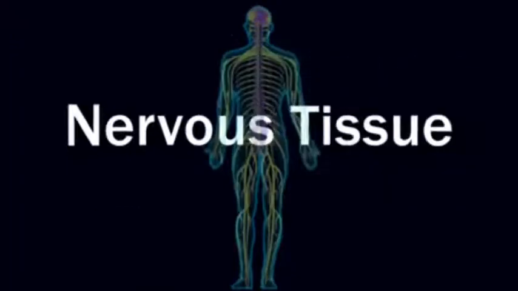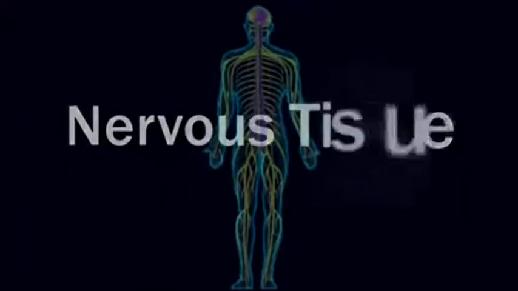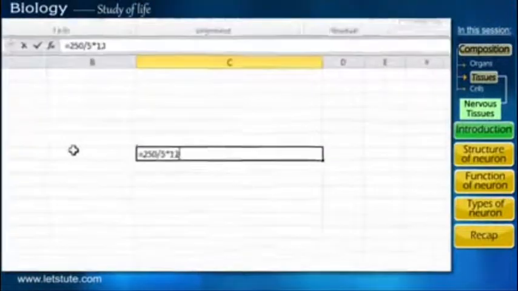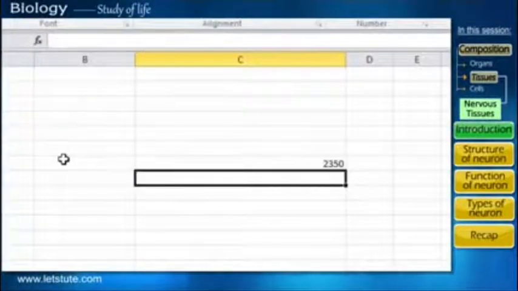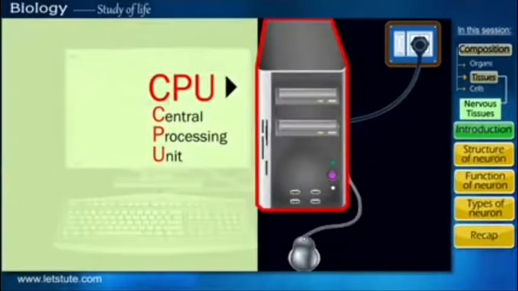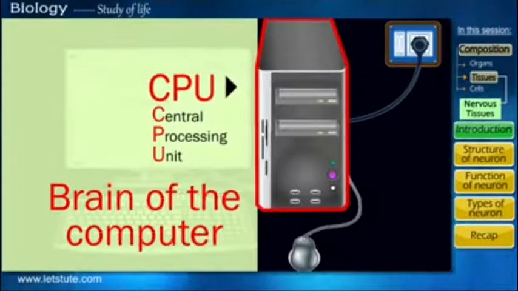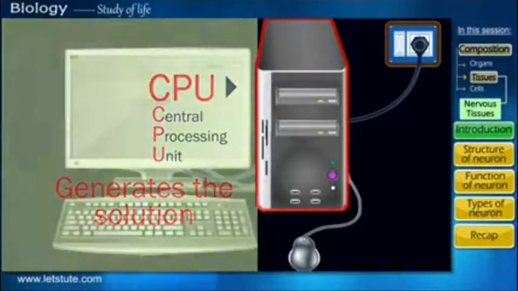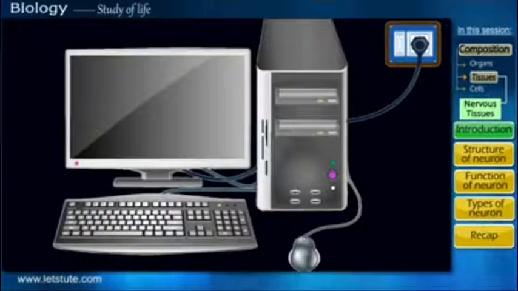Let us learn about the nervous tissue. As you have all seen the computer and worked with it, if you have any queries, you enter them and you get the result. How is it possible? It is possible because of the CPU, Central Processing Unit.